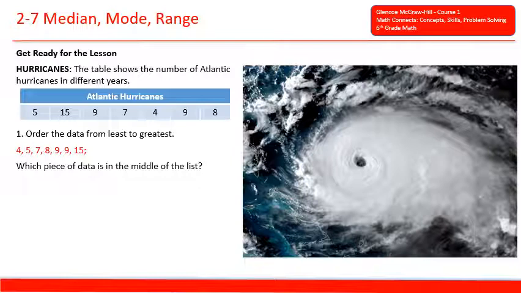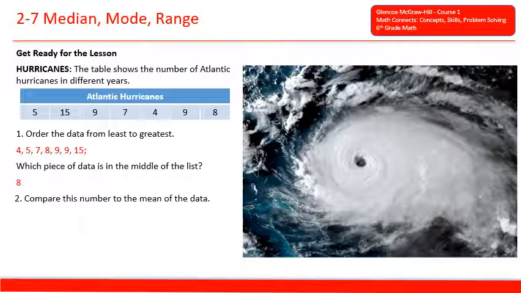So if we count the number of pieces of data, 1, 2, 3, 4, 5, 6, 7, there's 7. So that means that the fourth piece of data, 1, 2, 3, which is number 8, will be the middle, because that'll leave 3 on either side.